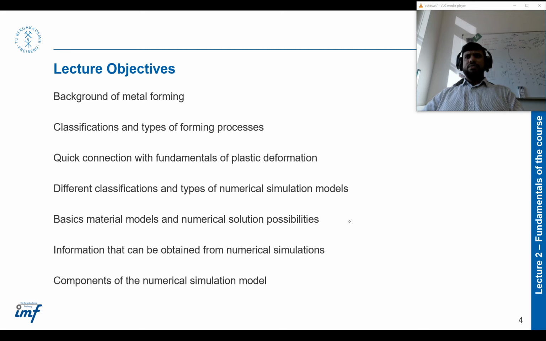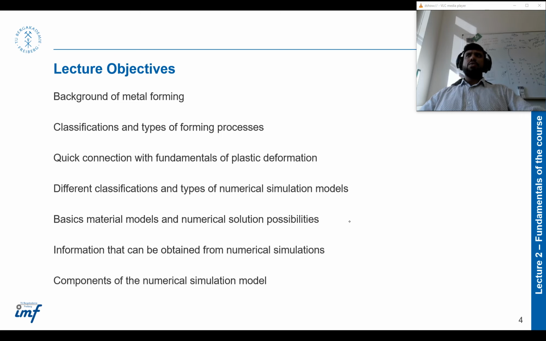And there, if we have time, we would like to watch a video together to look into the details of how the numerical simulations are done and what kind of results we can get from them. And in the end, we will conclude today's lecture with components of the numerical simulation model.